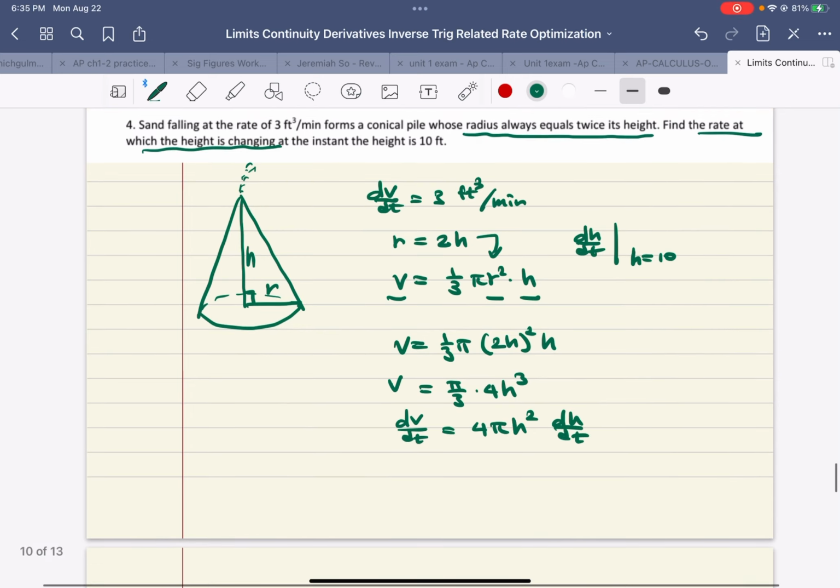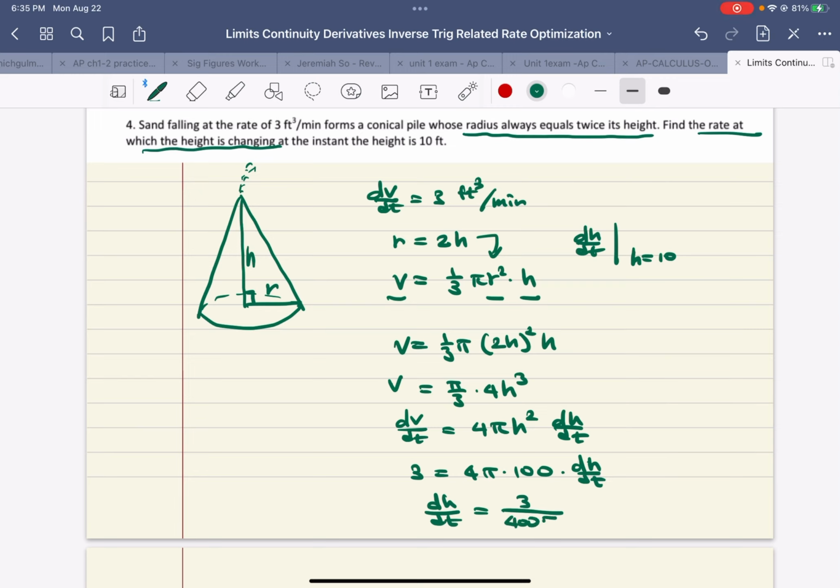Now you substitute what you know. dV/dt is 30, equals 4 pi times h squared, 10 squared is 100, times dh/dt. So the height changing, dh/dt, is 30 over 400 pi. You can leave it like that; you cannot reduce it anymore. And the unit is feet per minute. Make sure you put the unit. Okay, that's how you're going to do it.